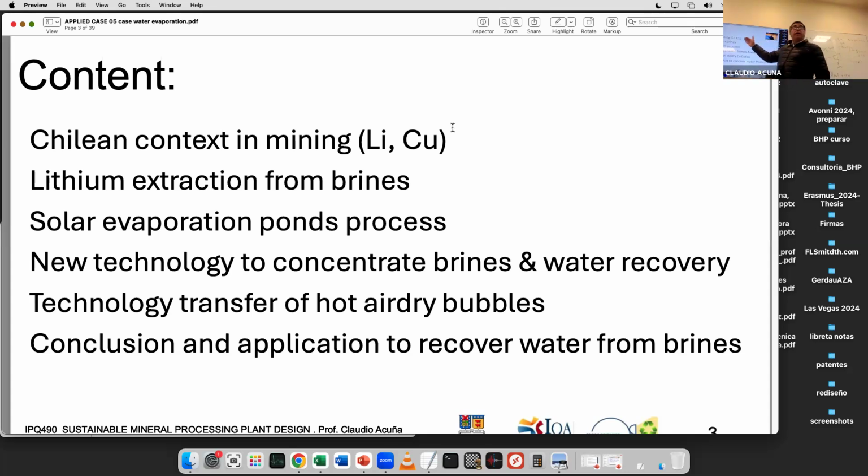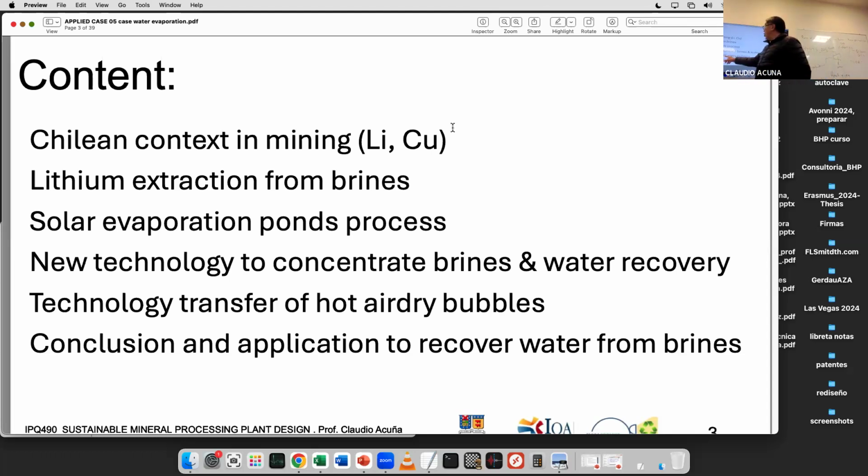What is the context of mining in Chile? From the top, in order to understand the current situation. And then the lithium extraction. Why is lithium important for electromobility? Then the solar evaporation zone, and then my main objective is the new technology. It's a technology that we developed here in order to recover water. So in short, to let the audience know well in advance some ideas, so they say, oh, what is this guy talking about?